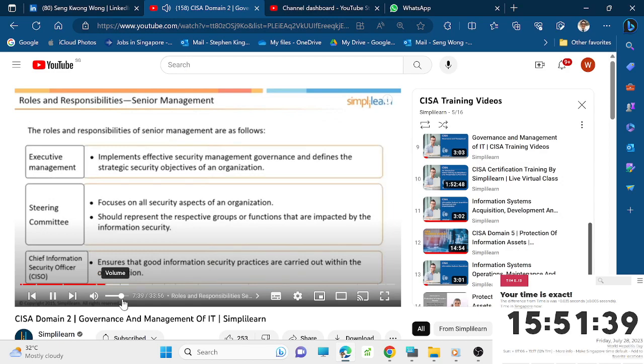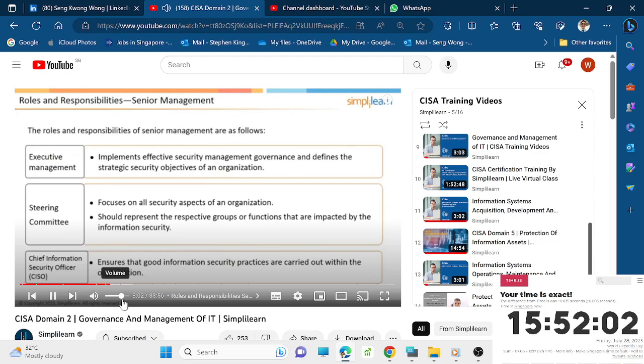The roles and responsibilities of senior management are as follows. The executive management in an organization has the key responsibility of implementing effective security management governance and defining the strategic security objectives of an organization. This focus and support must be carried on a continuous basis.